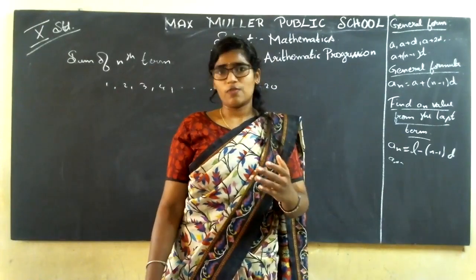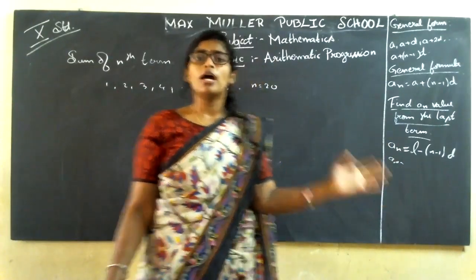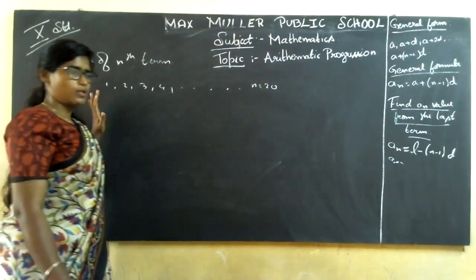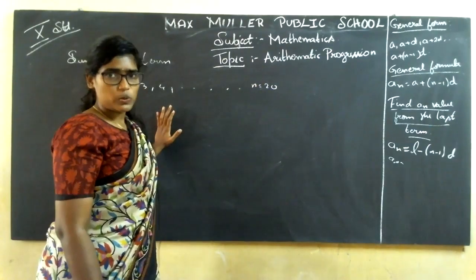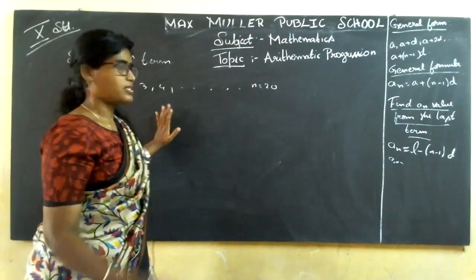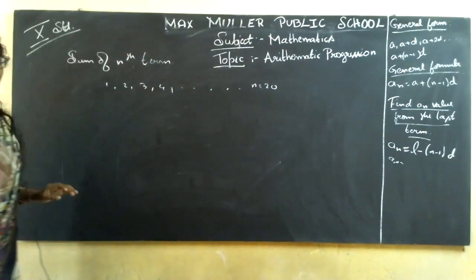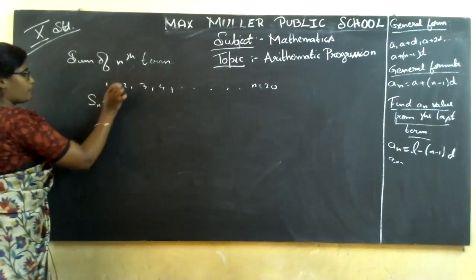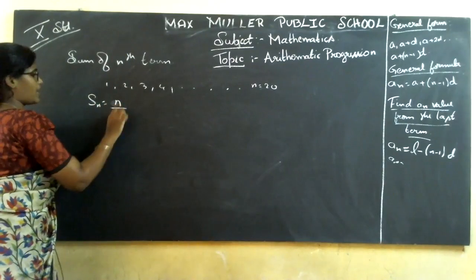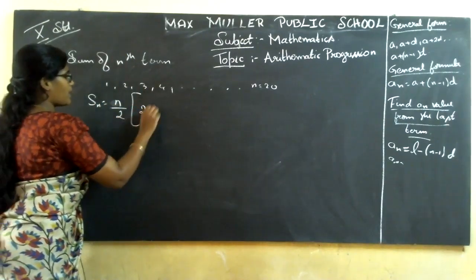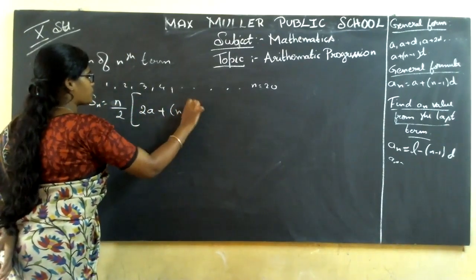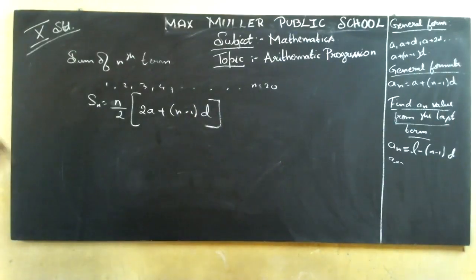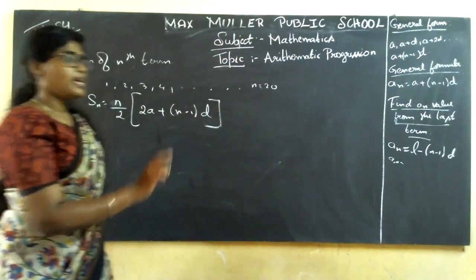There is no derivation for you. If there was a derivation also, it would be very easy. That is a plus n minus 1 into d, a plus d, a plus 2d. Using that, we can derive the formula. Since you do not have it, let me give you the direct formula. Sn is equal to n by 2 into 2a plus n minus 1 into d. This is the general formula for the summation.